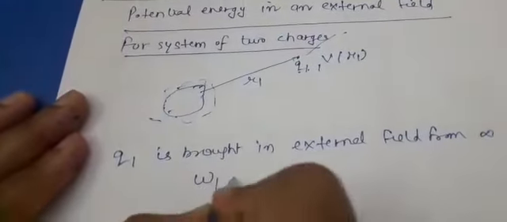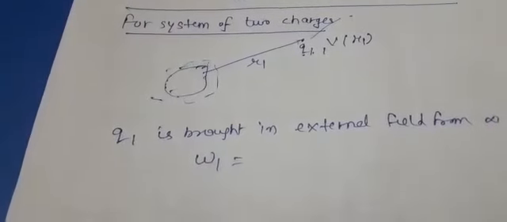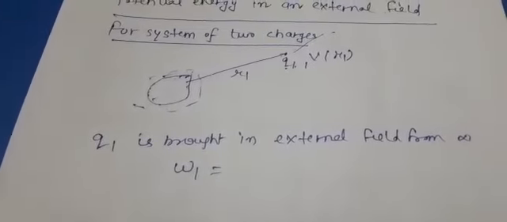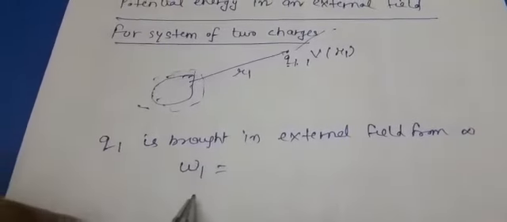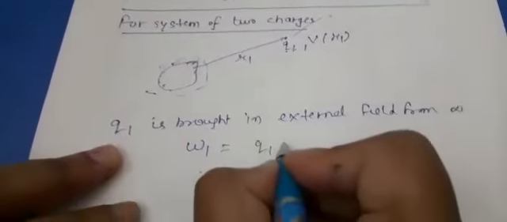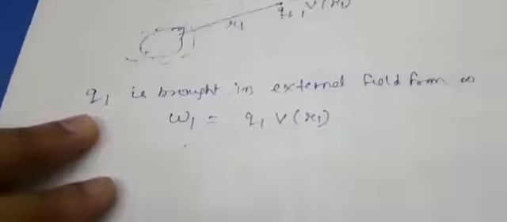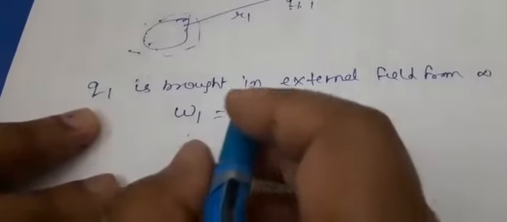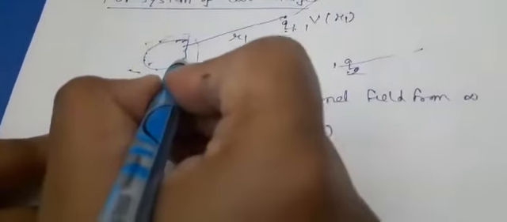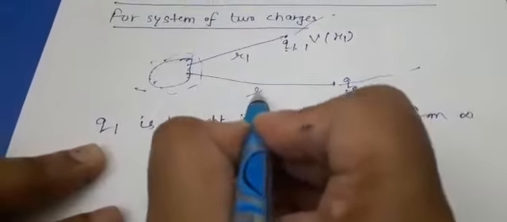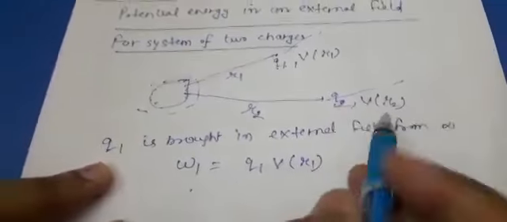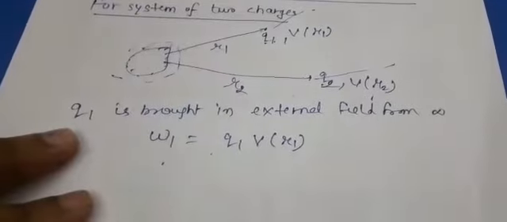So what will be the work done? In the initial derivations, we took work done as 0. Why? Because there was no field. There was a field free region where charge Q1 was coming. Now it is coming in a region where an external field is present. So it will be Q1 multiplied by potential. Now let me take another charge Q2. Let me bring Q2 from infinity to this point, and let the distance from this point be R2.